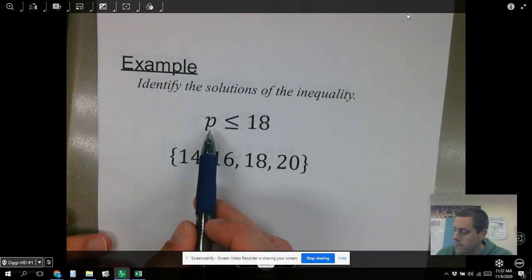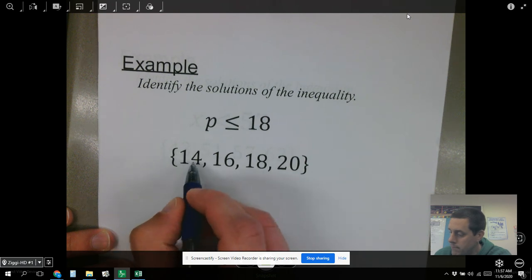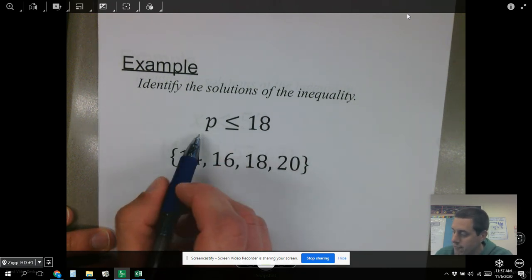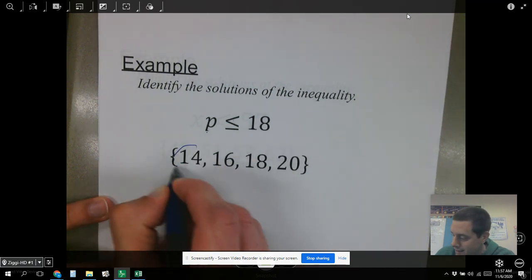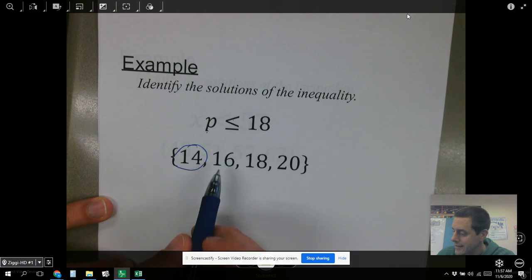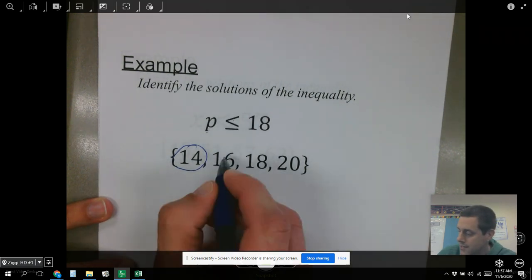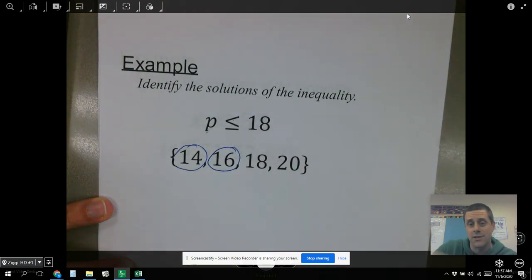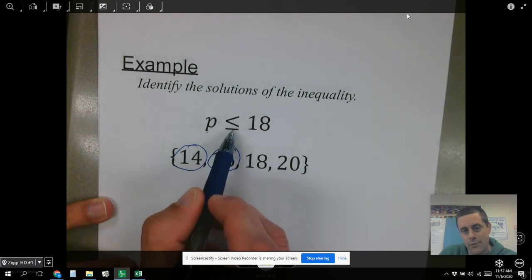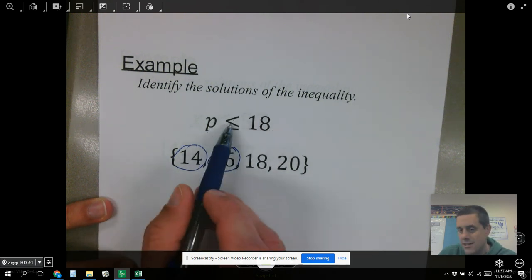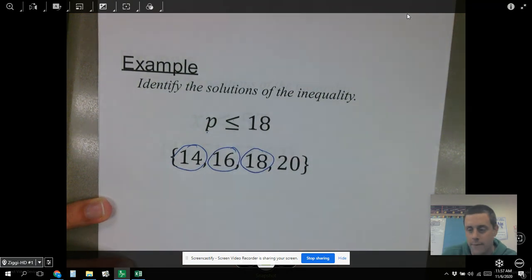Let's take a look at the first one. P is less than or equal to 18. My first value is 14. If I plug the 14 into P, is 14 less than or equal to 18? Well, 14 is less than 18, so 14 is a solution. 16, plugging it into P, is 16 less than or equal to 18? 16 is less than 18, so 16 is also true. 18 plugged in here, is 18 less than or equal to 18? Well, 18 is not less than 18, but it is equal to, so it is a solution as well.